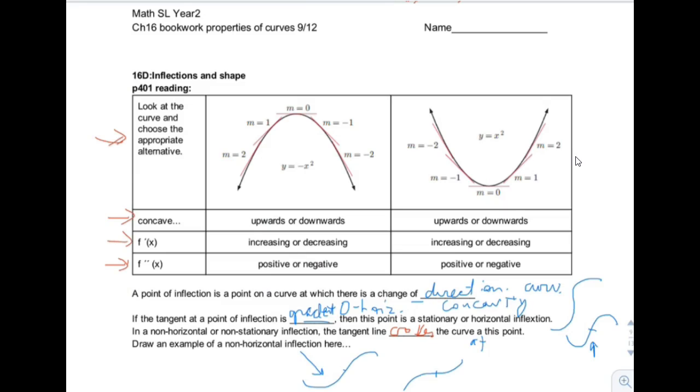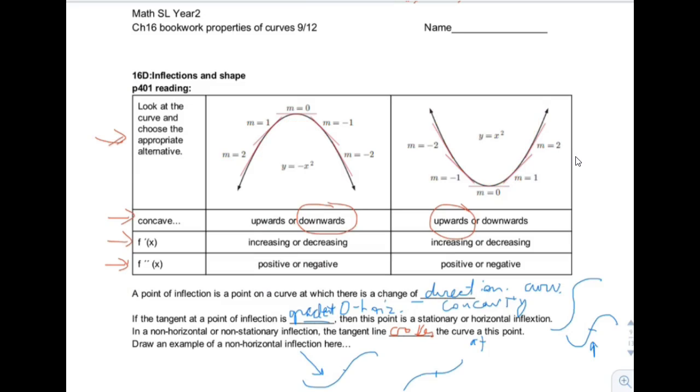So if we look at the concavity, would we say that this opens up or down? It opens down, right? It's like if it's a cup, it opens down. And what about this? Does it open up or down? It opens up, right? Okay.